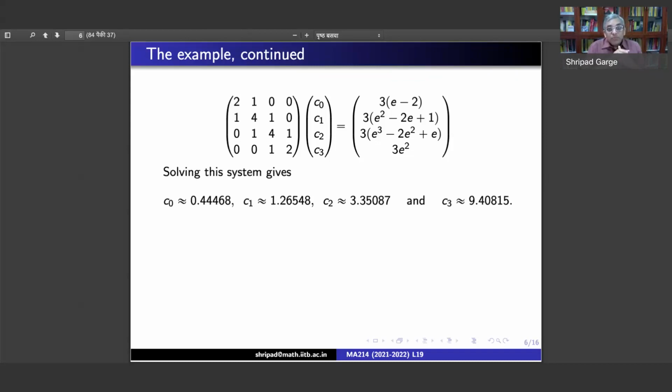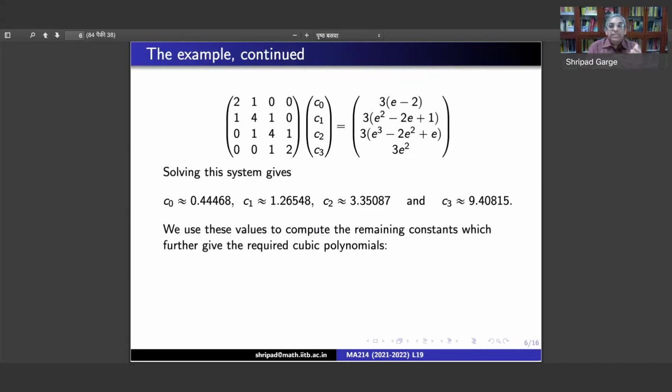So c0 is 0.44468, c1 is 1.26548, c2 is 3.35087, and c3 is 9.40815. So these are the values of cj's. We put these values back and determine the remaining constants, which would be bj's, and then finally you have dj's.